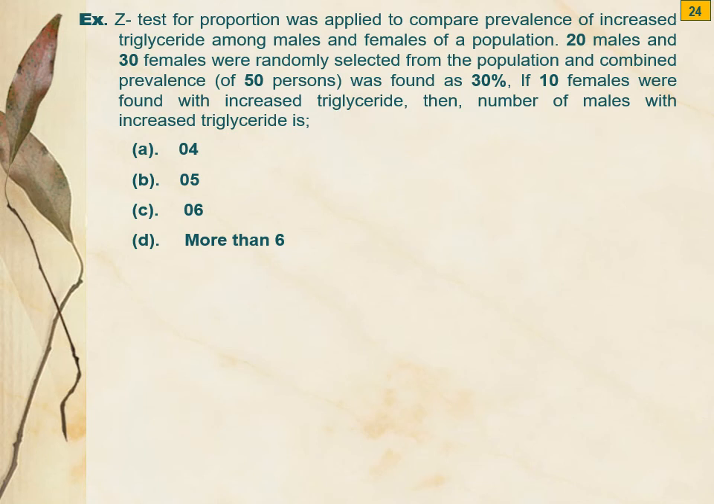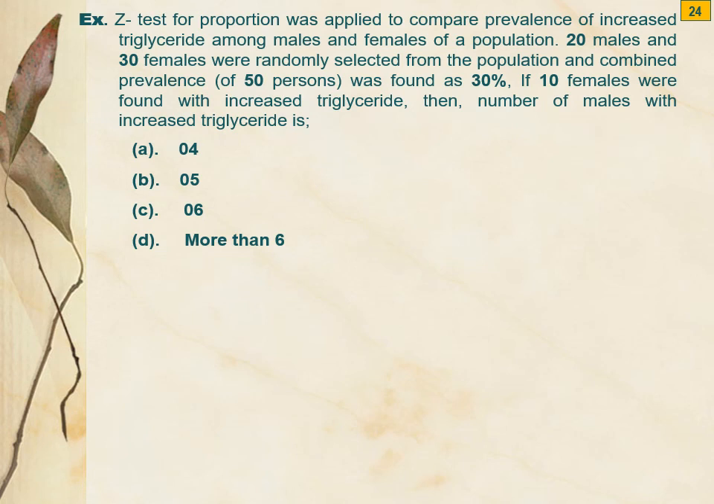Slide number 24. I thought that only 23 slides were there. Now I found there is one more slide, and it also has 2 MCQs. Okay, let us see this one. Z-test for proportion was applied to compare prevalence of increased triglyceride among males and females of a population. 20 males and 30 females were randomly selected from the population, and combined prevalence, combined meaning both male and female, 50, was found as 30%. That is, 30% of the total sample were found to have increased triglyceride. If 10 females were found with increased triglyceride, then the number of males with increased triglyceride is.